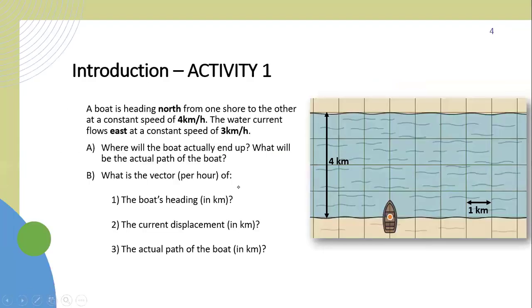Now we are going to start our first activity. When you look at this activity, they are telling us that a boat is heading north from one shore to the other at a constant speed of 4 kilometers per hour. This means that after 1 hour, this boat has covered a distance of 4 kilometers. The water current flows east at a constant speed of 3 kilometers per hour. Then they're asking you, where will the boat actually end up? What will be the actual path of the boat?